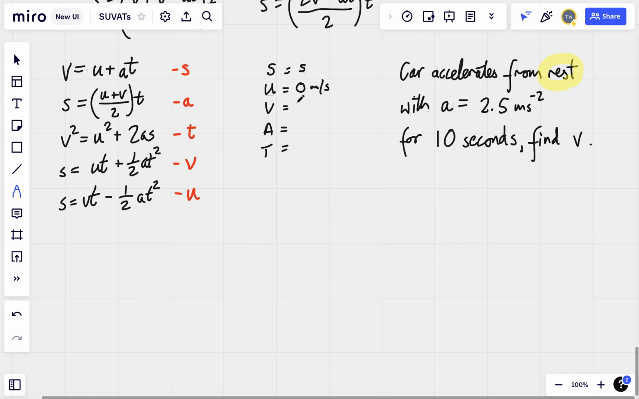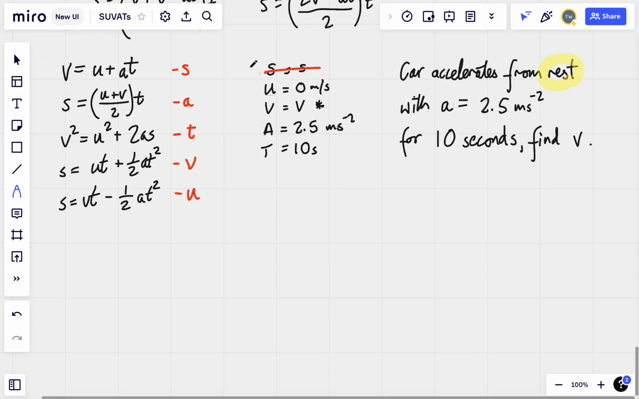V, do I know that? No. In fact, that's what I'm trying to find. So I often put a little star next to that because I'm trying to find that. A is 2.5 and T is 10. And what I'm actually going to do here is get rid of one of these because I don't need it. I'm going to get rid of this top one. I don't need S.